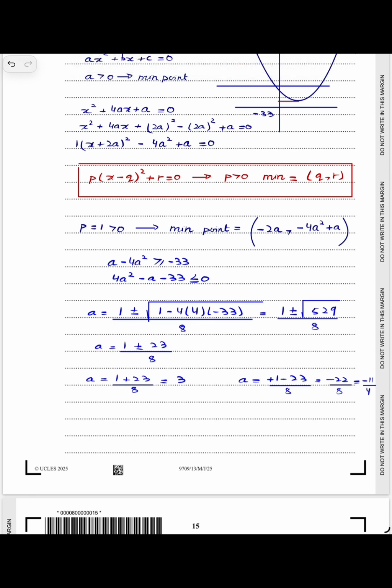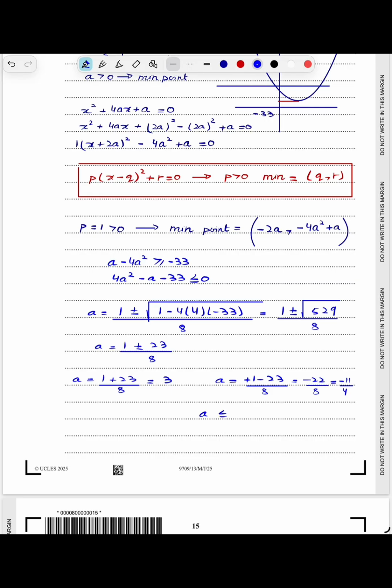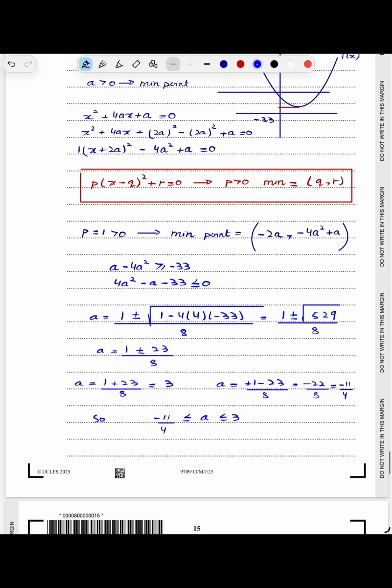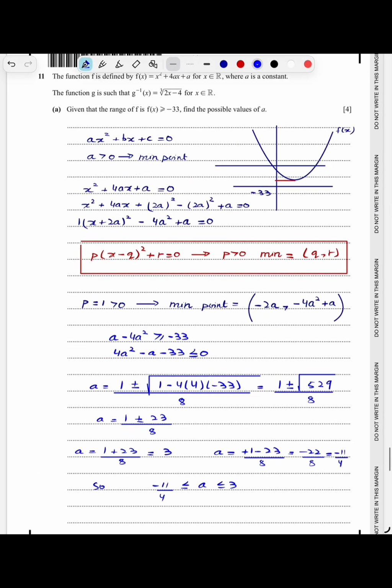So this means that we were asked for a range of values, right? So a has to be less than or equal to 3 and greater than or equal to -11 over 4. So this finishes part A of question number 11.